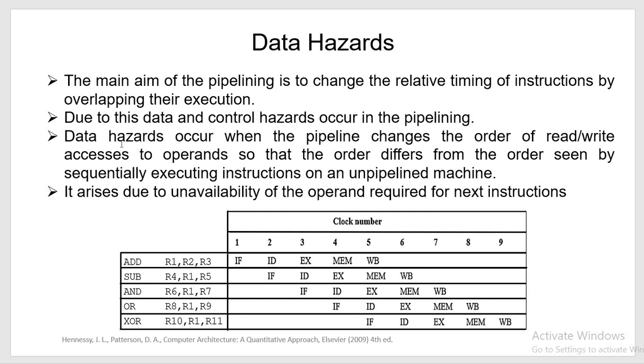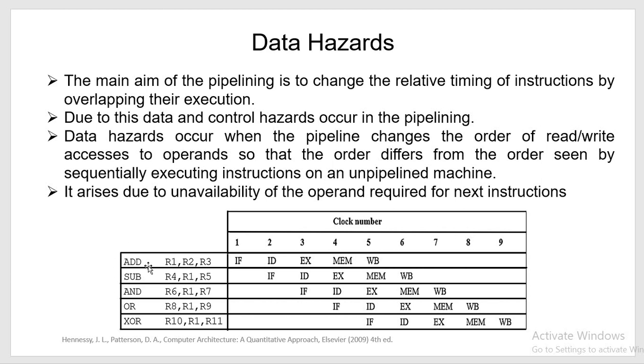So how can we understand the data hazard? The data hazard occurs when the pipeline changes the order of read and write access to the operands, so that the order differs from the order seen by sequentially executing instructions on an unpipelined machine. Now we will try to understand the data hazard in detail with the help of one example.